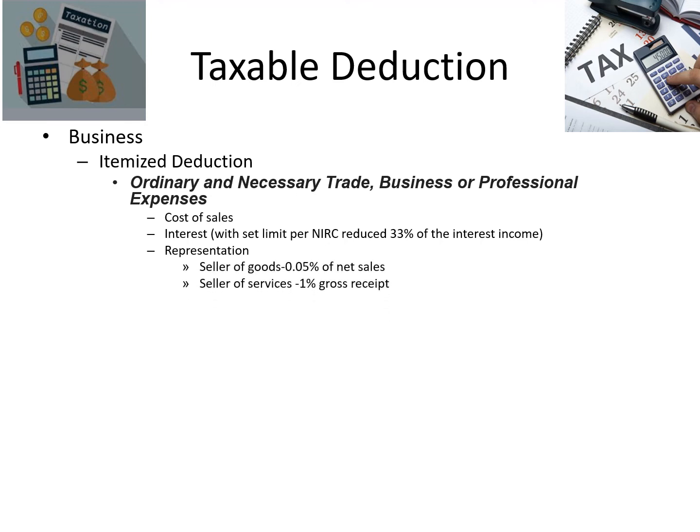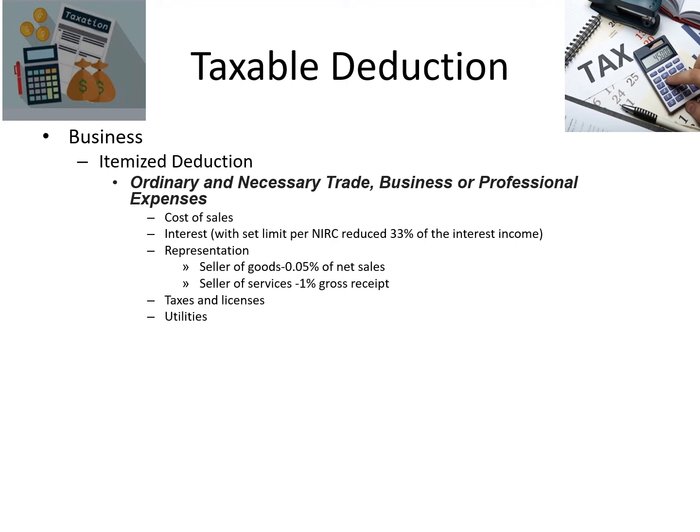Next, representation. Representation has two limits. If you are a seller of goods, it's only limited up to 5% of your net sales. Take note. So if you are a seller of goods or anything, representation is only allowed up to 5% of your net sales. For a seller of services, it's only 1% of your gross receipts. If you are in a law firm or accounting firm, it's only 1% of your gross receipts. These are the limits. Next, you also have taxes and licenses. Taxes and licenses don't have limits. Meaning you could claim the taxes paid under the NIRC, and all those that are imposed by the local governments.